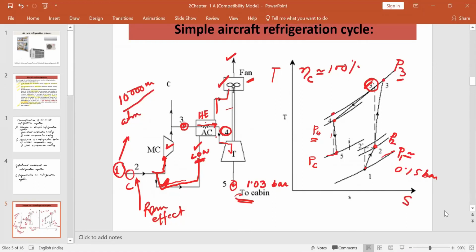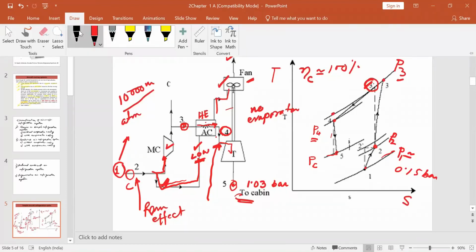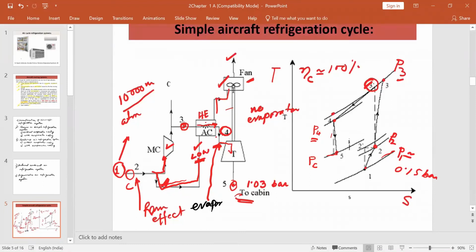Now, this is the cycle. There is no evaporator in this system. So this is the basic or simple air refrigeration system without evaporative cooling. But an evaporator can be entered here. At this point, we can enter an evaporator.